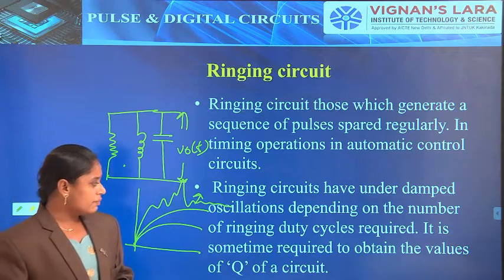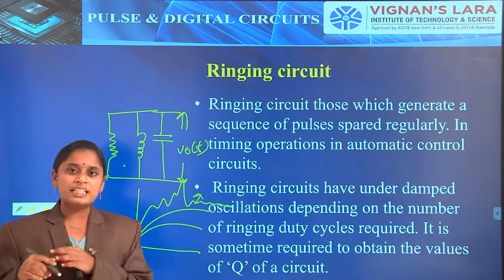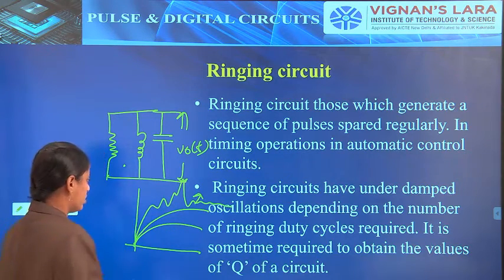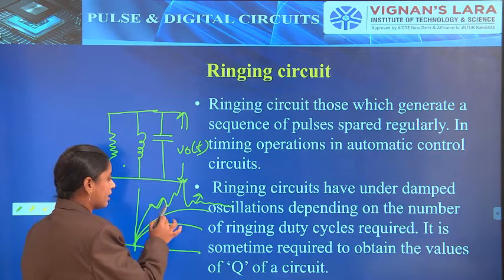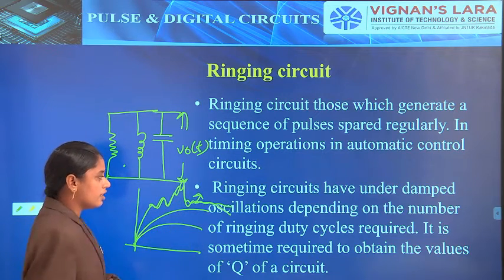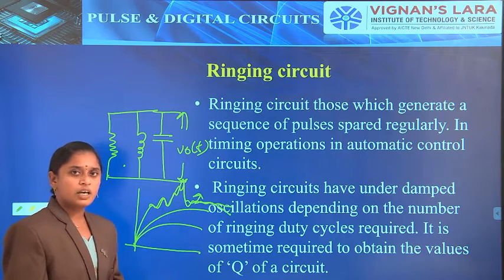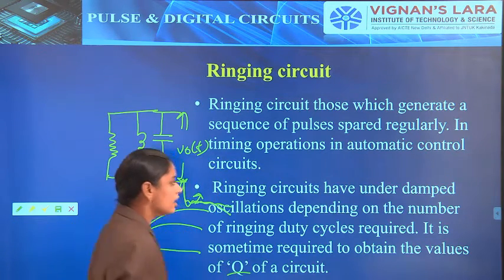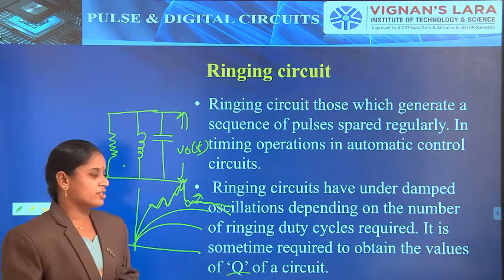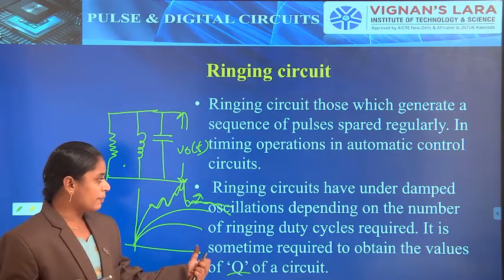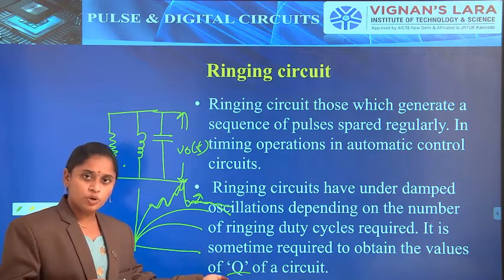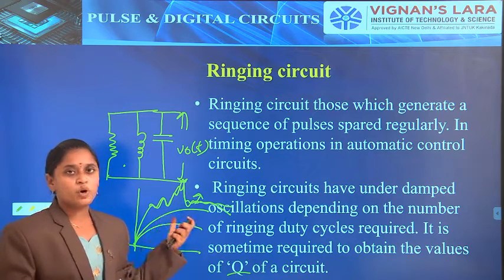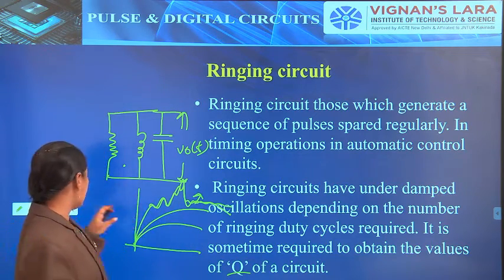At the same time, what is the number of cycles of oscillations? Here I draw some ringings. How many oscillations we have to generate depends upon the Q, where Q relates to the underdamped oscillations. So the number of oscillations depends upon Q. This is about the ringing circuit.